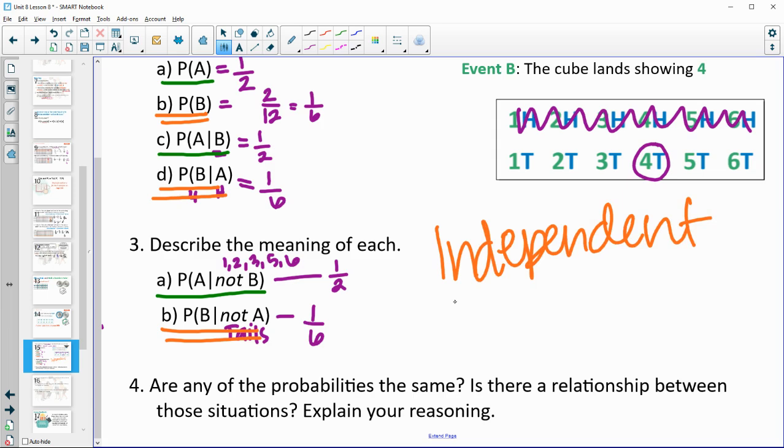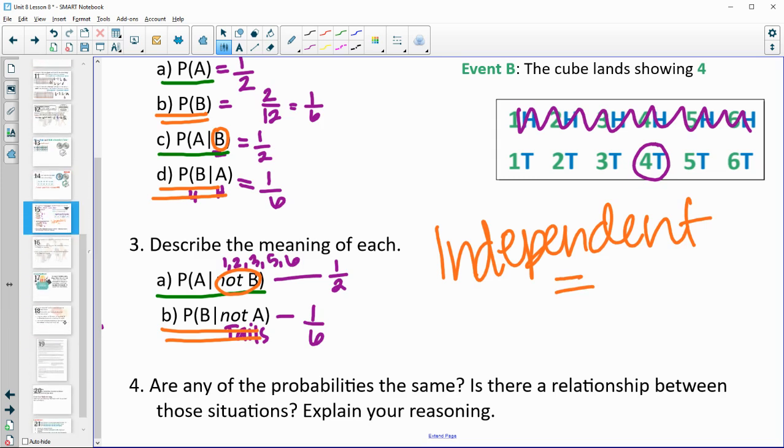So A happening has no bearing on B because the probability of A is 1/2. The probability when B happens is 1/2. And the probability when B does not happen is 1/2. Same with event A. So that's what this is showing you. If the probabilities are the same, then the events are independent. If you got different probabilities, then they would be dependent events because then their probabilities are being impacted by one another.